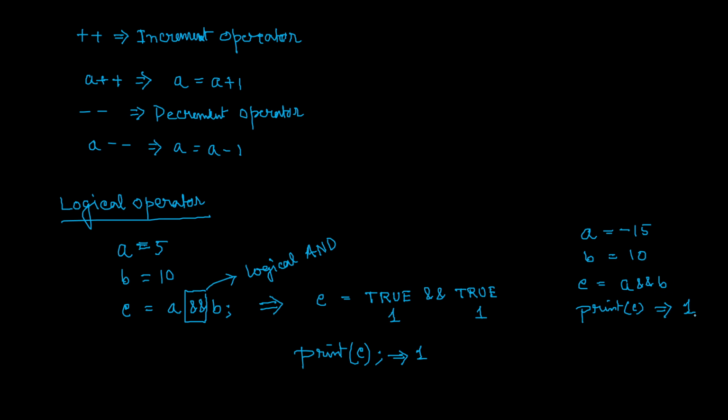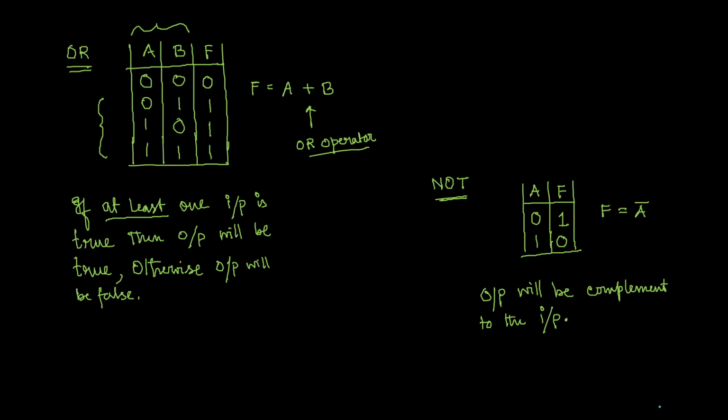True means 1. Now to get exactly 0 in c, one of these values a or b has to be 0. It can be a situation something like a equal to 0, then b equal to say 20, and then if you write c equal to a and b, only then will c be equal to 0, because b is a non-zero value but a is exactly 0. Any value anded with 0 is 0. That's why c will be 0.